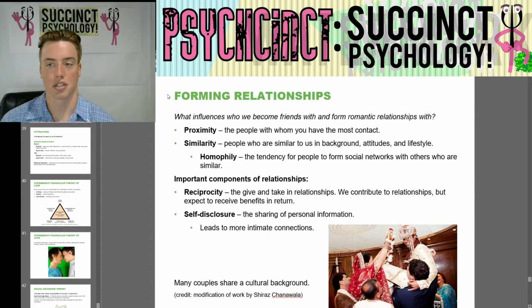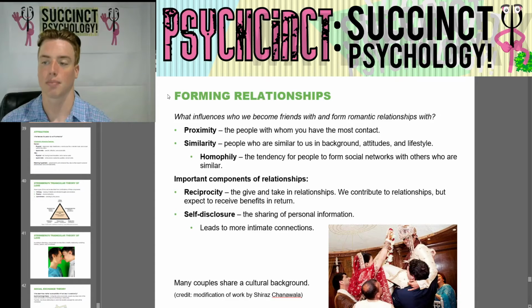So, forming relationships. What influences who we become friends with and form romantic relationships with? Proximity: the people with whom you have the most contact. And similarity: people who are similar to us in background, attitudes, and lifestyle. Now, homophily is the tendency for people to form social networks with others who are similar.